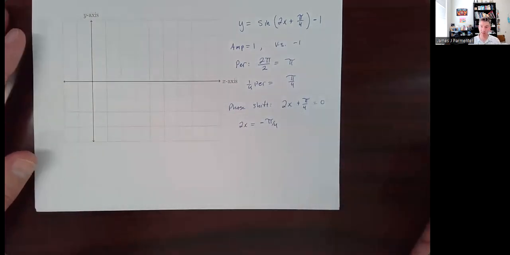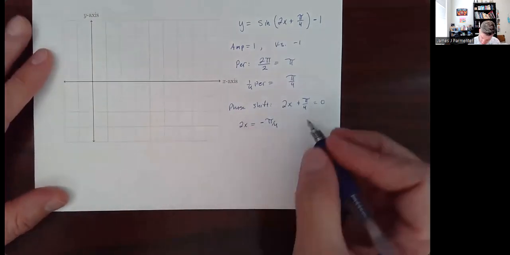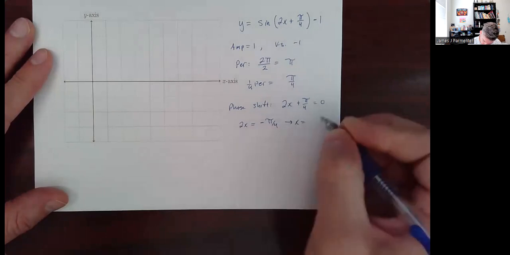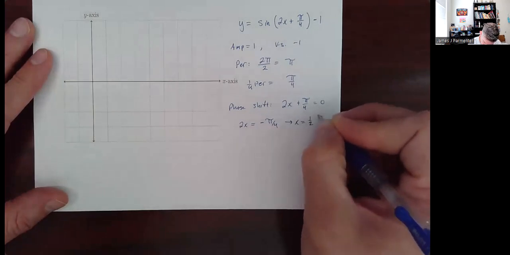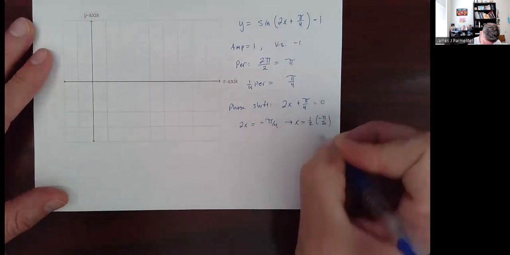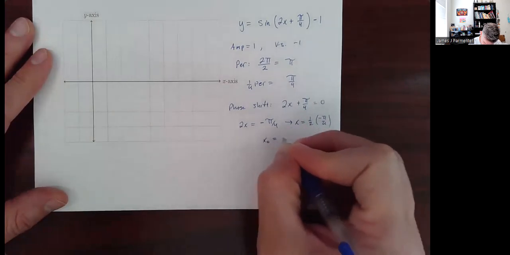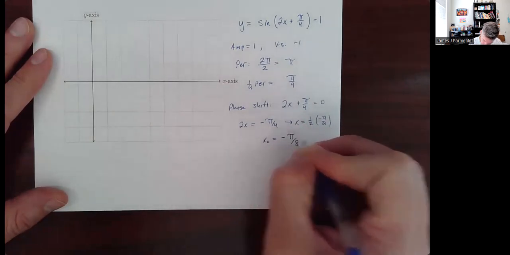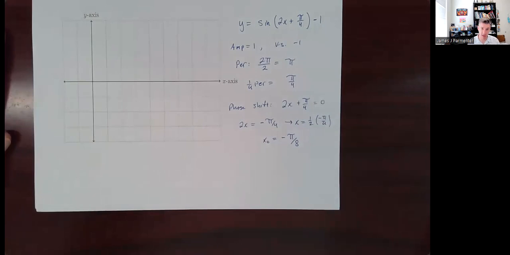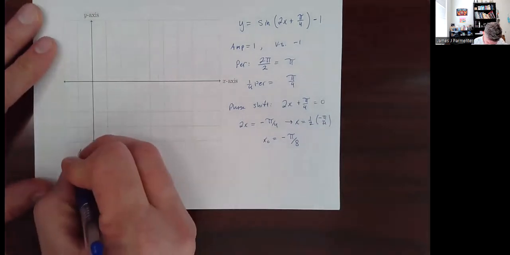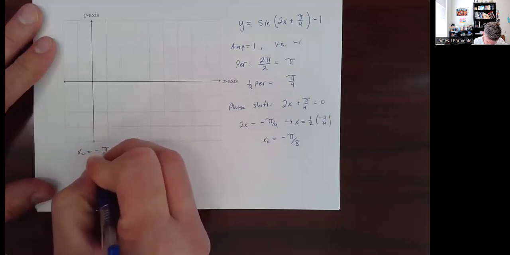And then divide both sides by this coefficient, or multiply by its reciprocal. So we're going to get x equal to 1 half times negative pi over 4. So our x zero is negative pi over 8. So we're going to start pi over 8 to the left, and then we're going to find our other values. So x zero is negative pi over 8.